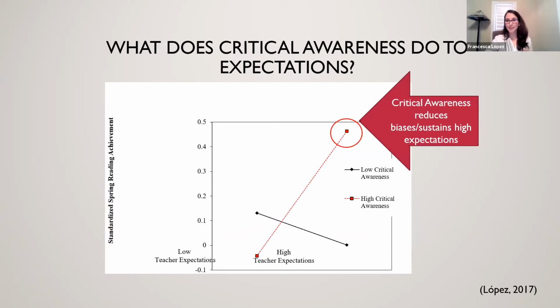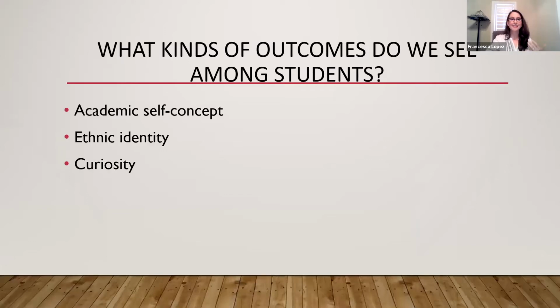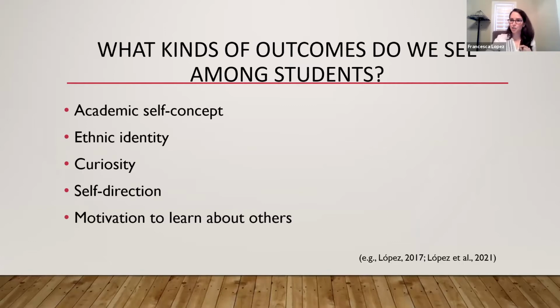They close gaps within a year, in reading and mathematics, but not only achievement, but other areas that are part of the science of learning and development, like academic self-concept, ethnic identity, curiosity, self-direction, and, instrumental to our conversation today, the motivation to learn about others. These students want to learn about people who are different than them.